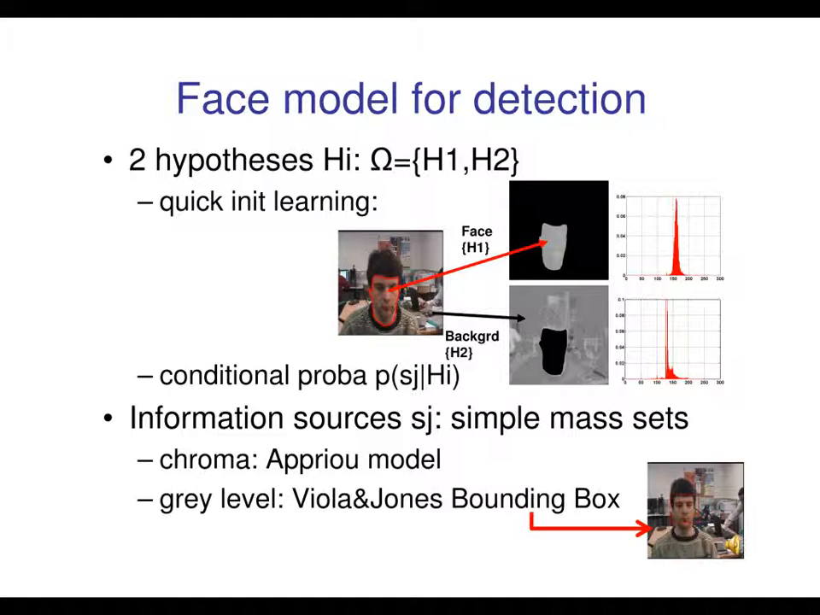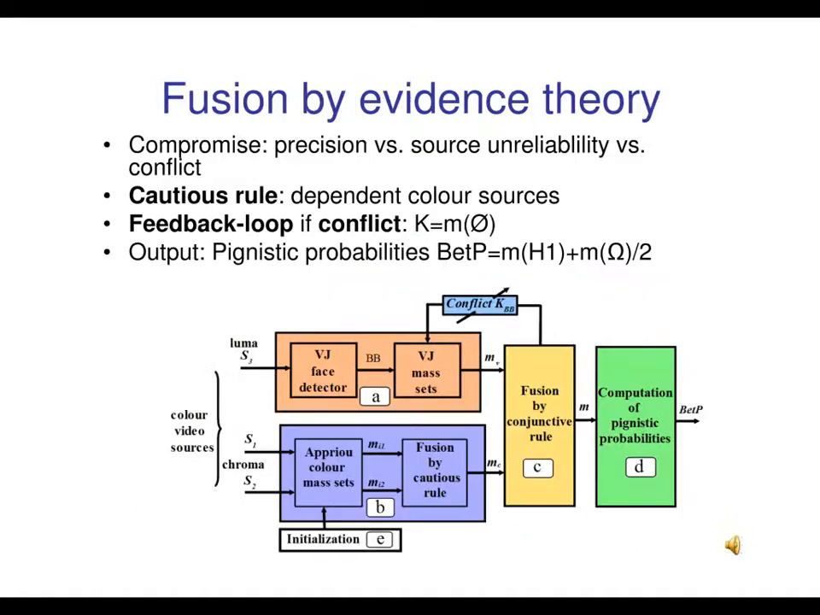Then, face detection is based on two information sources. First, the chrominances in order to detect skin hue. Pixel color is modeled with a priori mask sets. Second, the well-known Viola-Jones face detector gives a bounding box. A belief function is assigned to each pixel according to its position with respect to this bounding box.